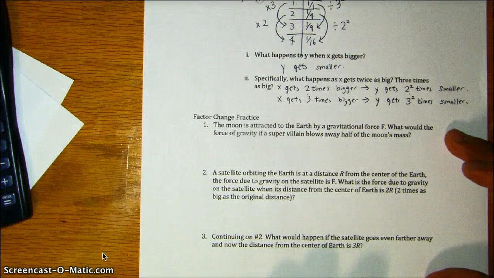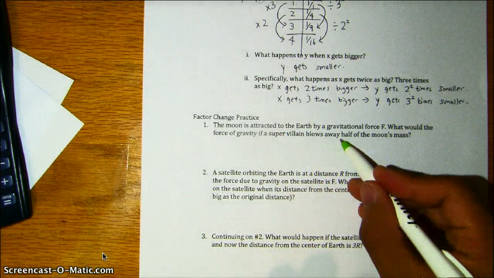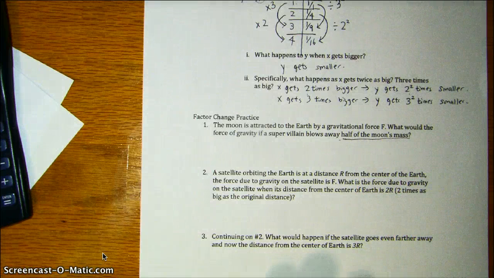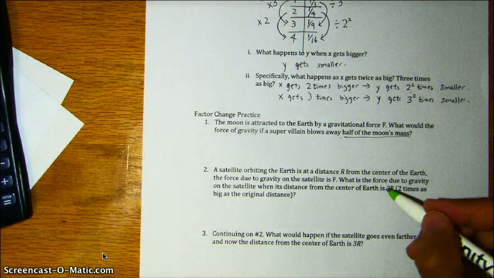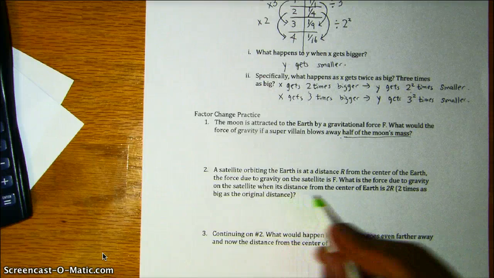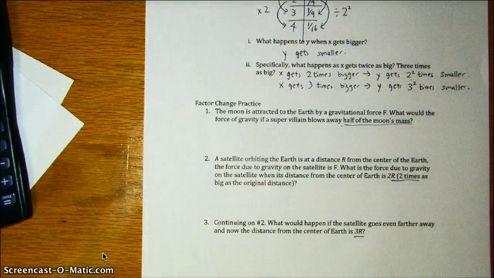And all you have to figure out in here is what is happening to the mass or what is happening to the distance. For example, in number 1, it says that a supervillain blows away half of the moon's mass. So if half of it is blown away, then that means your mass has gotten smaller. What will happen to the force if your mass gets smaller by 2? And then the next question asks, what will happen to the force if the distance is twice as big? 2r, 2 times as big as the original distance. What will happen to force if distance is 2 times bigger? Remember, distance is squared. And then for number 3, it just asks, what happens when distance is 3 times bigger?